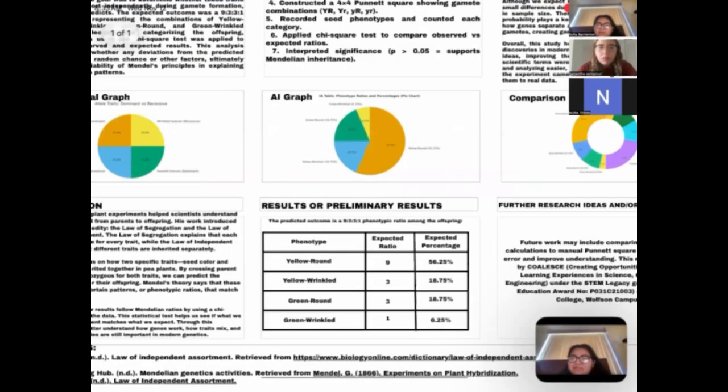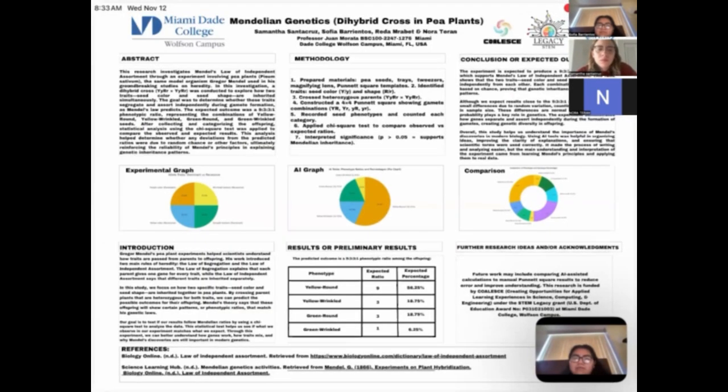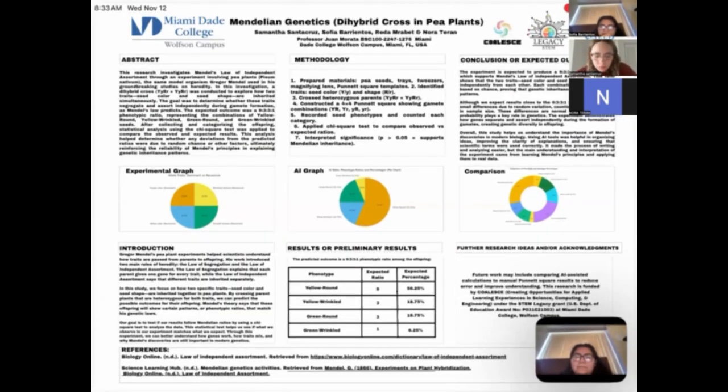The results, or preliminary results, that we have for the phenotype: yellow and round, we had expected a ratio of 9, and the expected percentage was 56.25%. Yellow wrinkled, expected ratio is 3, the expected percentage 18.75%. Green and round, expected ratio 3, and expected percentage was 18.75%. Green wrinkled, expected ratio is 1, and expected percentage is 6.25%.